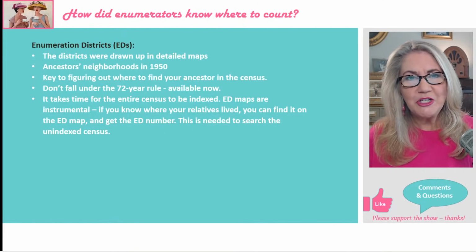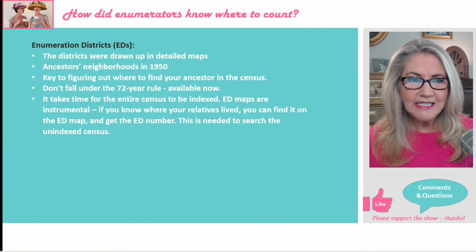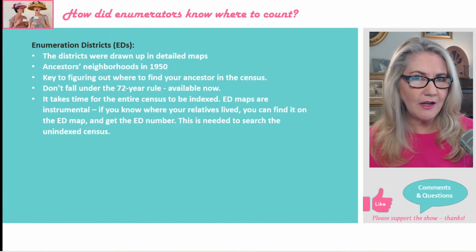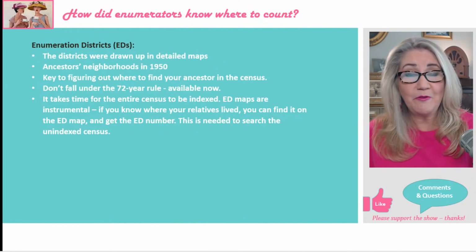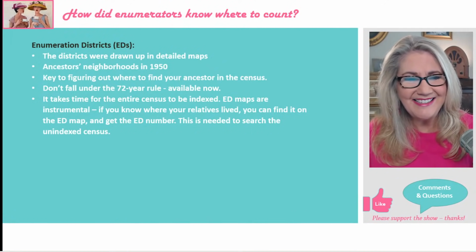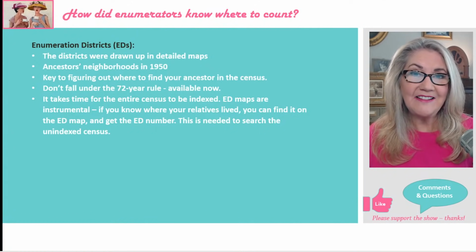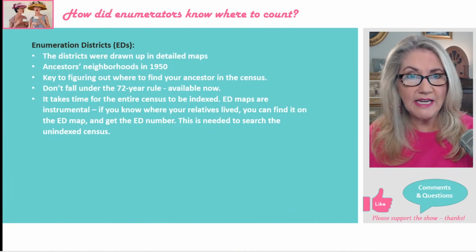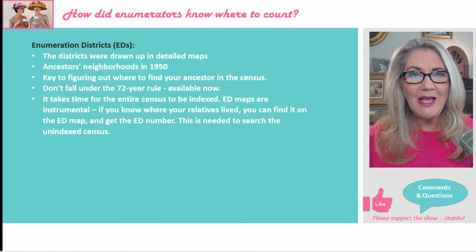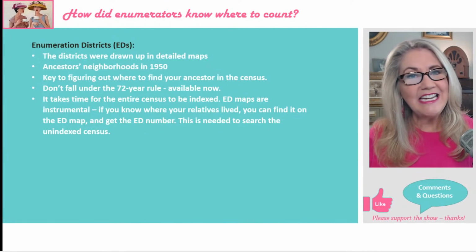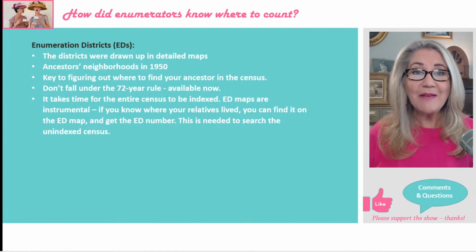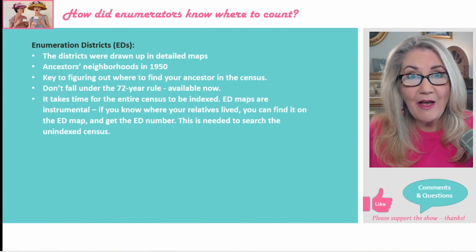So, okay, an enumeration district drawn into detailed maps showing us our ancestors' neighborhood in 1950, how far along it has come. And obviously, if you're familiar with the neighborhood, you'll see what's not there yet. And it really is the key. You need these in order to be prepared to find your ancestors in the 1950 census when it gets released. But the good news is ED maps don't fall within the 72-year rule. Yay! So that means you can have access to them now, okay?